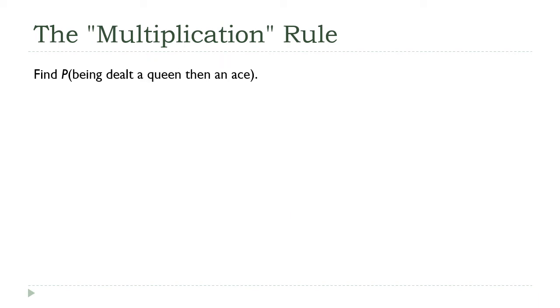All right, so let's try another one here. Notice all I did here was flip them. I changed the order. Now I have a queen and then an ace. Does that change the answer? Well, intuitively, I kind of think it won't. But let's go to the formula. Now the roles are reversed. A queen is A and an ace is B. So I'm going to do the probability of B times the probability of A given B still.